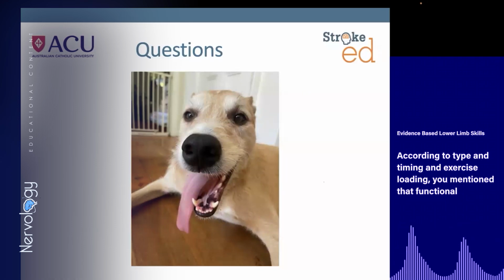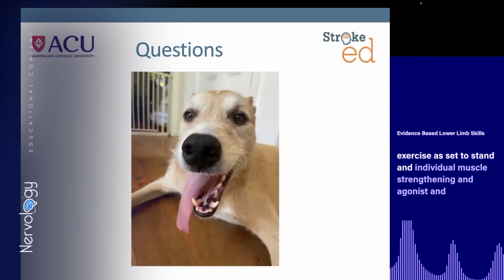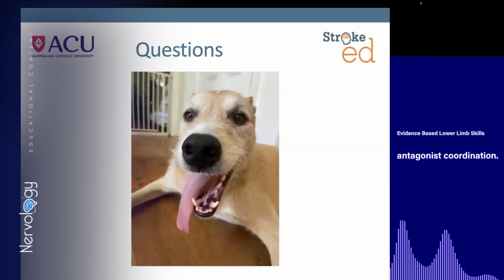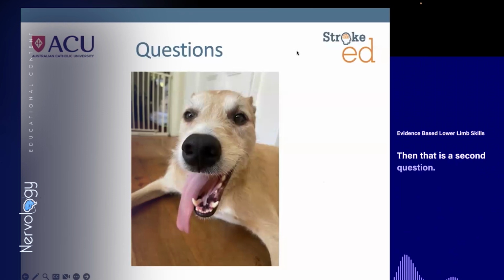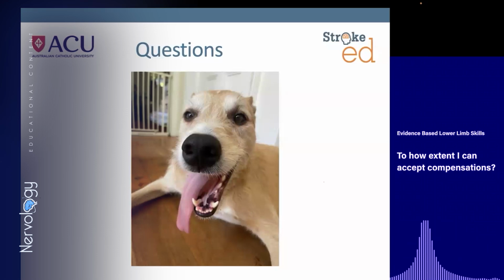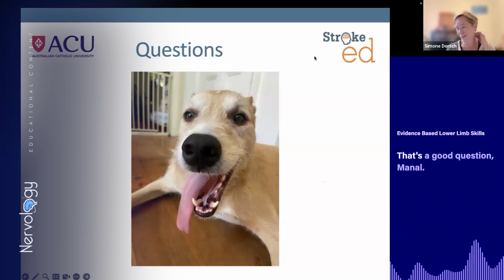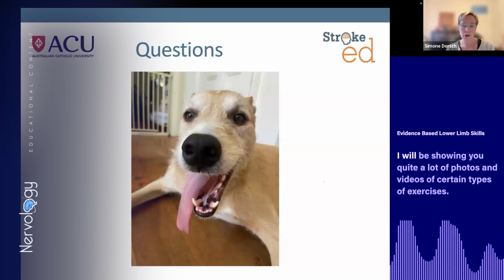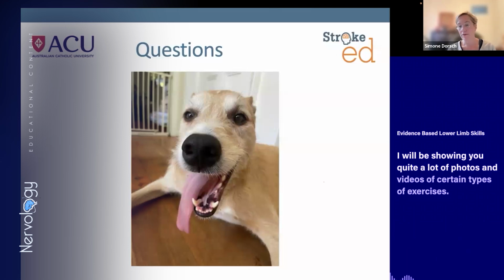You mentioned functional exercise as sit to stand, and individual muscle strengthening, and agonist and antagonist coordination. There is a dilemma about the exercise type. That's the first question. The second question is to what extent I can accept compensations. That's a good question, Manal. I will be showing you quite a lot of photos and videos of certain types of exercises.